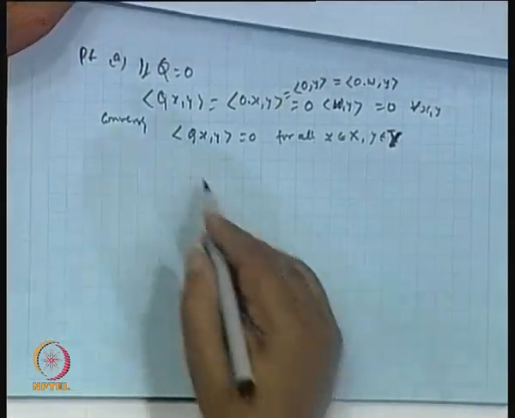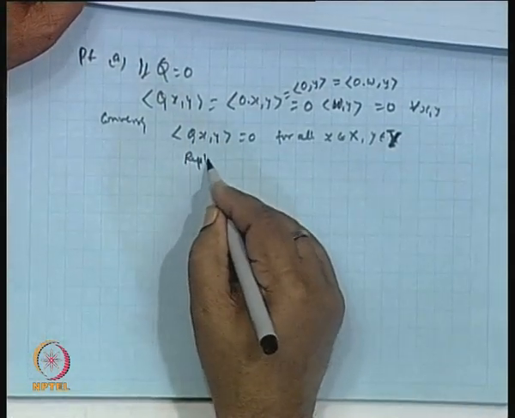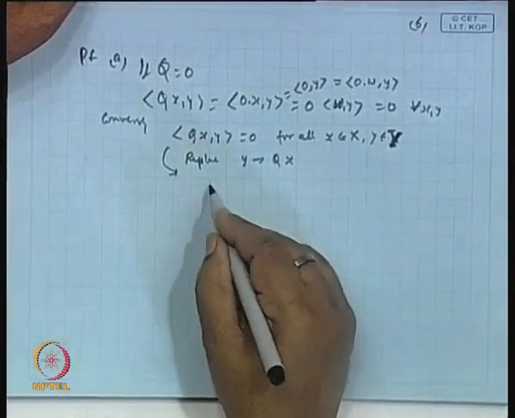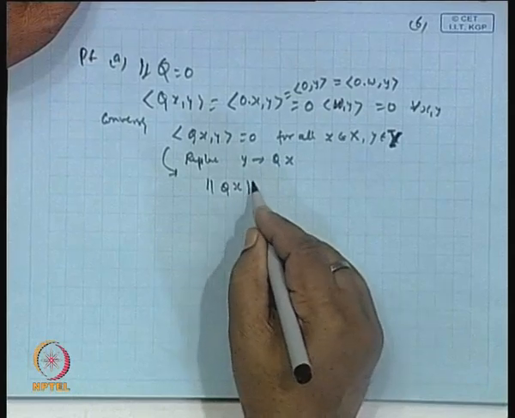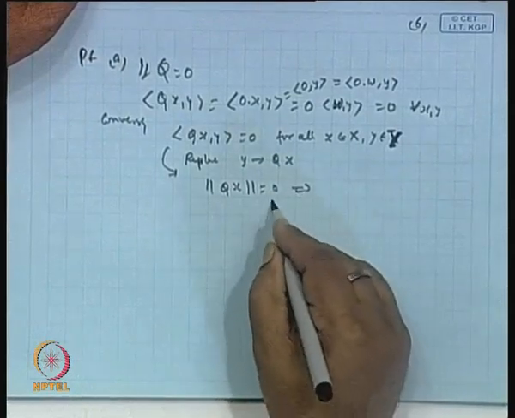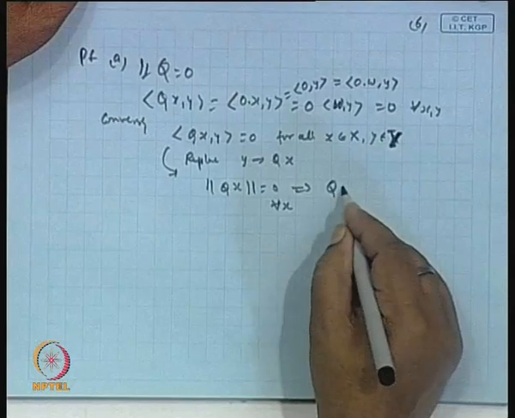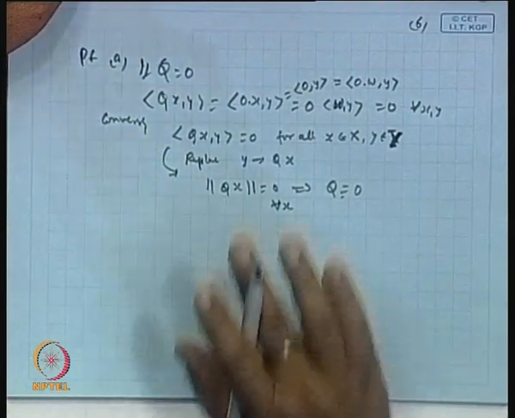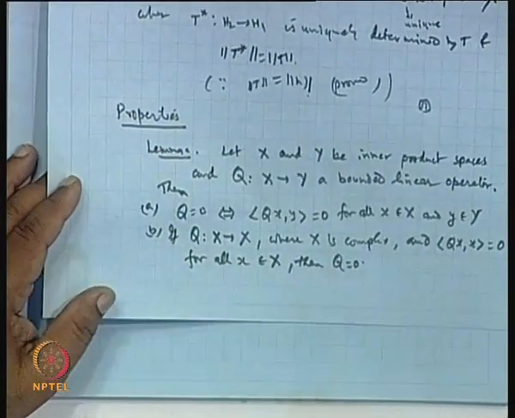then replace y by qx. What we get from here is the norm of qx is 0 for every x, so this implies q must be identically the 0 operator. So this one part is very easy.